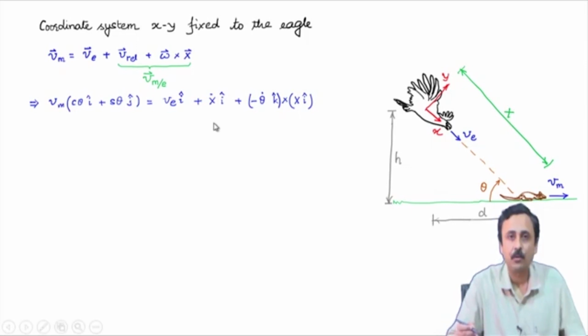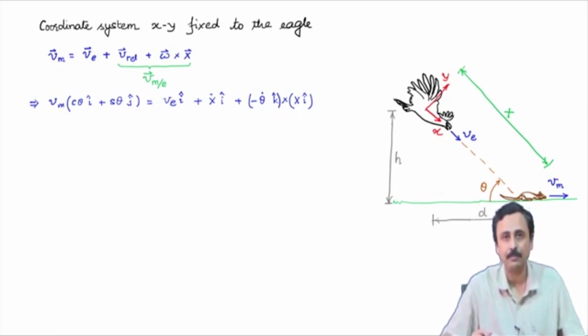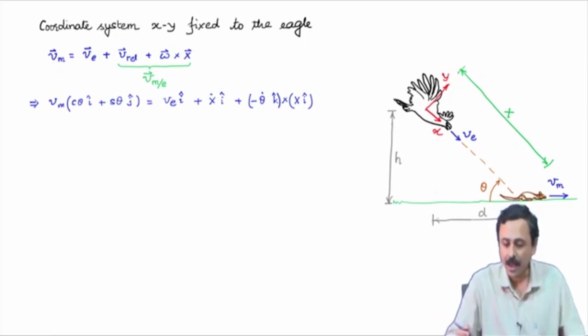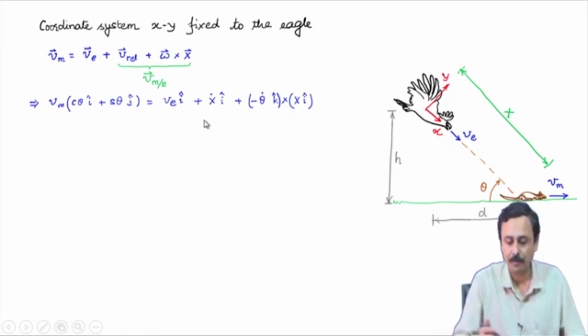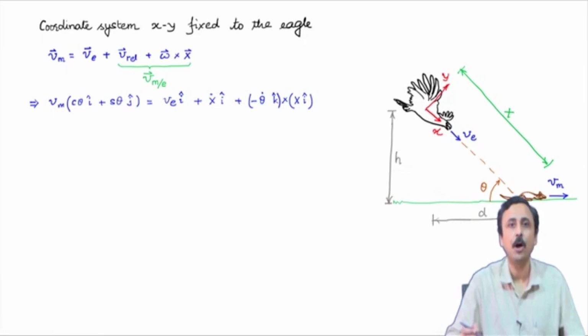V rel, what is V rel? V rel is the velocity of the mouse as seen by an observer fixed in the xy frame, which means the eagle. What will the eagle see? It will see the mouse approaching it only along its x axis direction. Now, X dot, we do not know its magnitude. Therefore, I have taken capital X dot times i cap, because this V rel as measured by the eagle will always be along its x axis direction, the axis that I have fixed to the eagle.